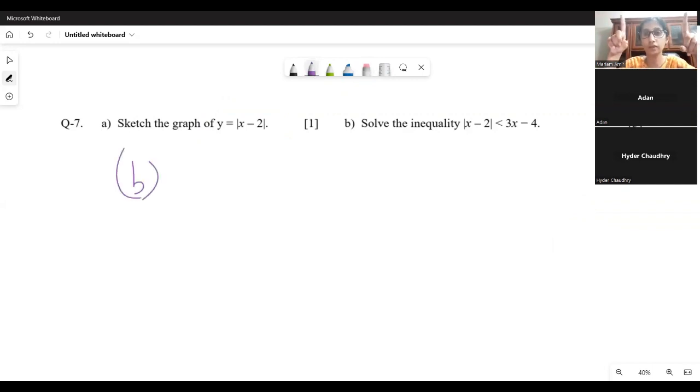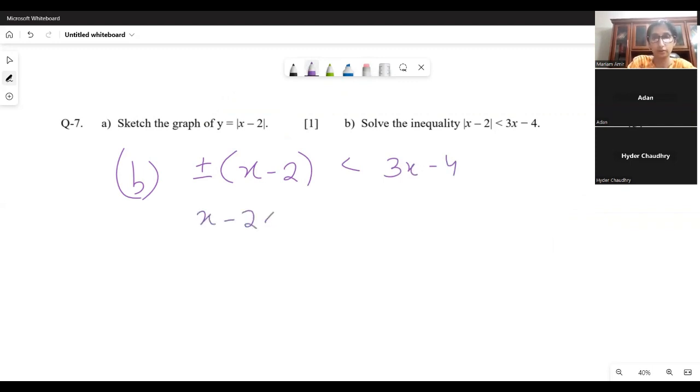We have modulus on one side of the inequality. So in this case, we just remove the modulus and write plus minus with that side. You don't have to square both sides in this case. Although if you do, you will end up with the same answer, but you will be doing a lot of extra steps. So not recommended.